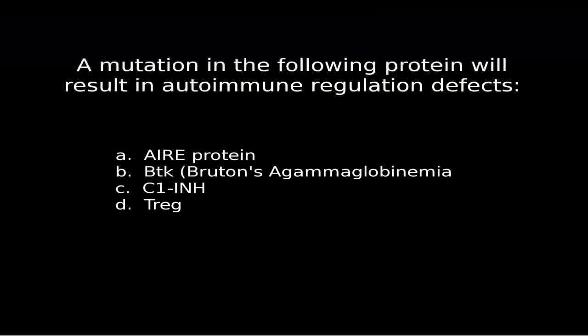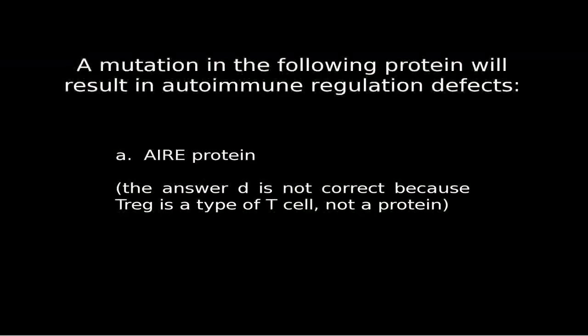And then D is, if you didn't have Tregs, what we're talking about there would make that correct, if we had said it was a FOXP3 deficiency or mutation, that, remember, is an integral part of the transcription factor for Tregs, so that would make that correct. But the correct answer, autoimmunity with regard to regulation defects, is going to be the A, the AIRE protein. D wasn't specific enough, wasn't the most correct answer.